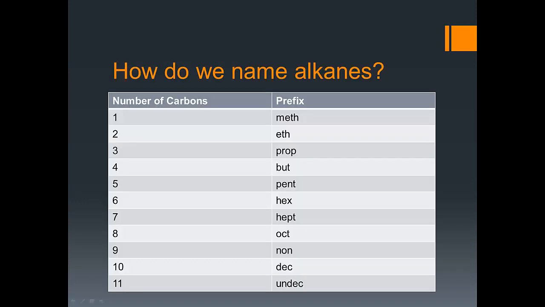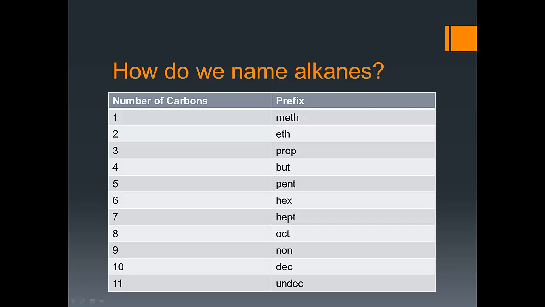Getting back to how we actually name these. By looking at the number of carbons that we have in our chain, or in our longest carbon chain, we can use a different prefix when naming. So, this is a little bit like a new way of counting to 10. I've actually included 11 here as well, just in case you're curious, but we only really need to go up to 10 for the questions that we're going to be doing.